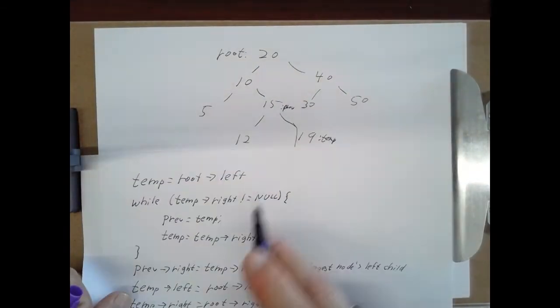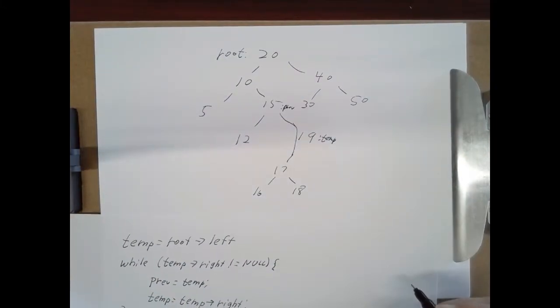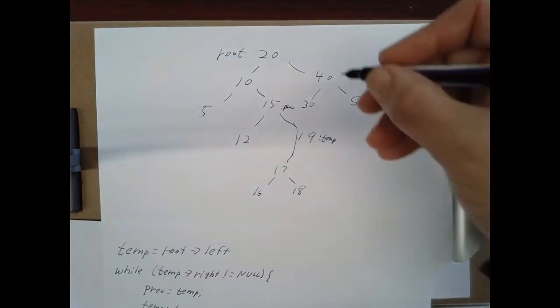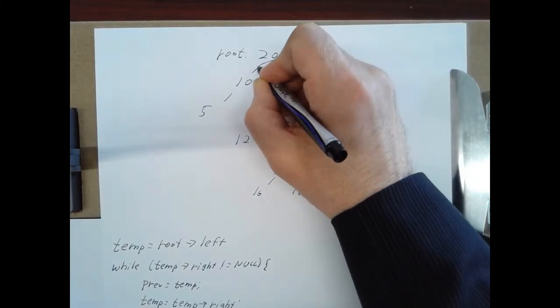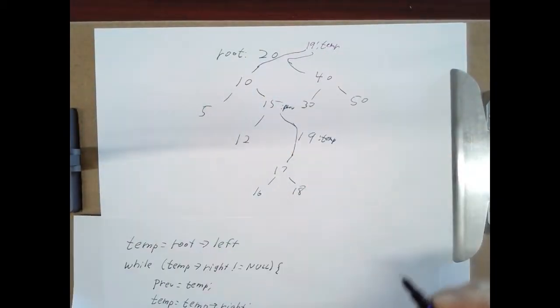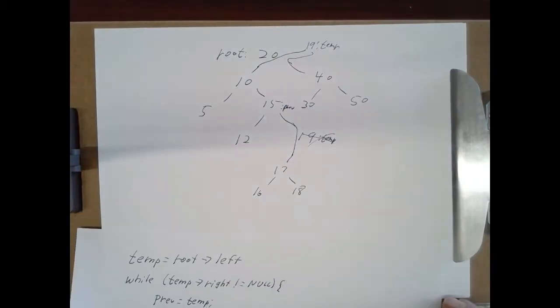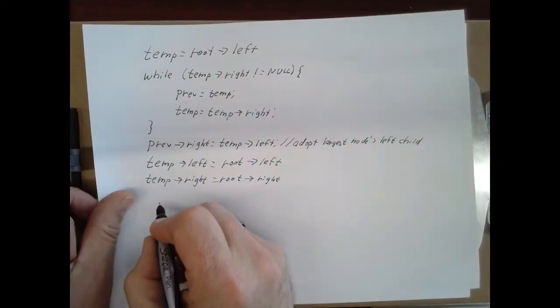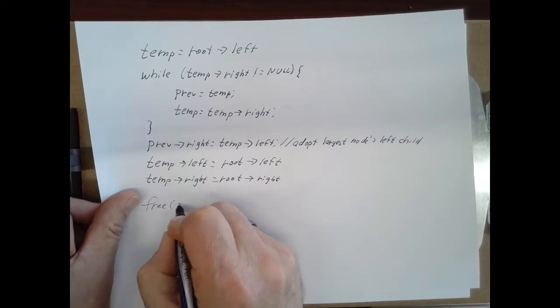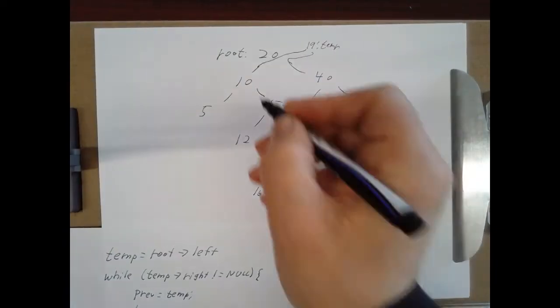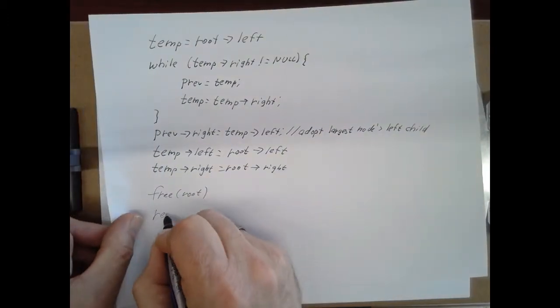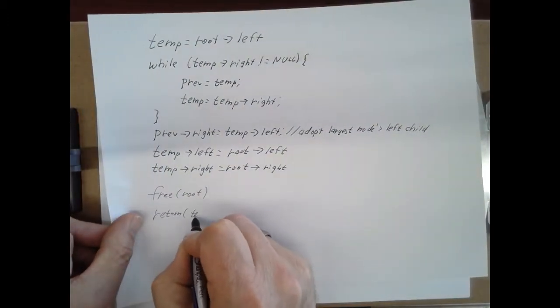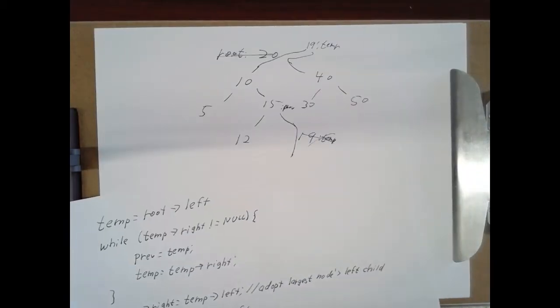And then temp left is going to become whatever root left was. So this node is basically going to point over here on its left, and temp right equals root right. This is going to point over here on its right. And then we can free root, so this will go away. And then we return temp as the root of the new tree.